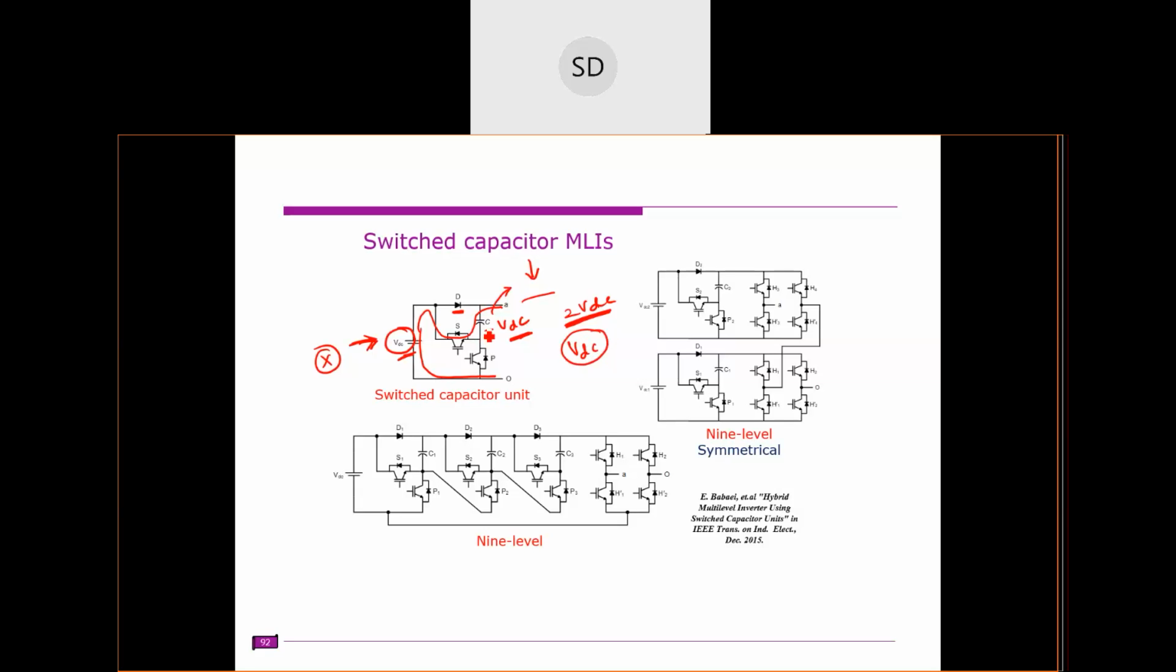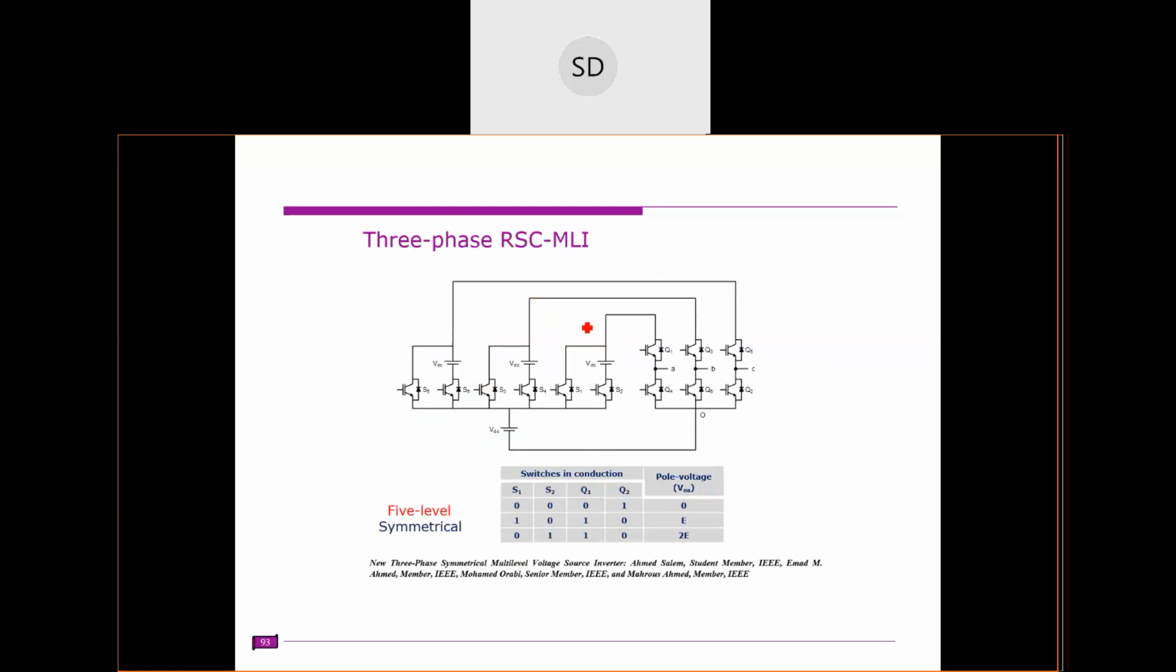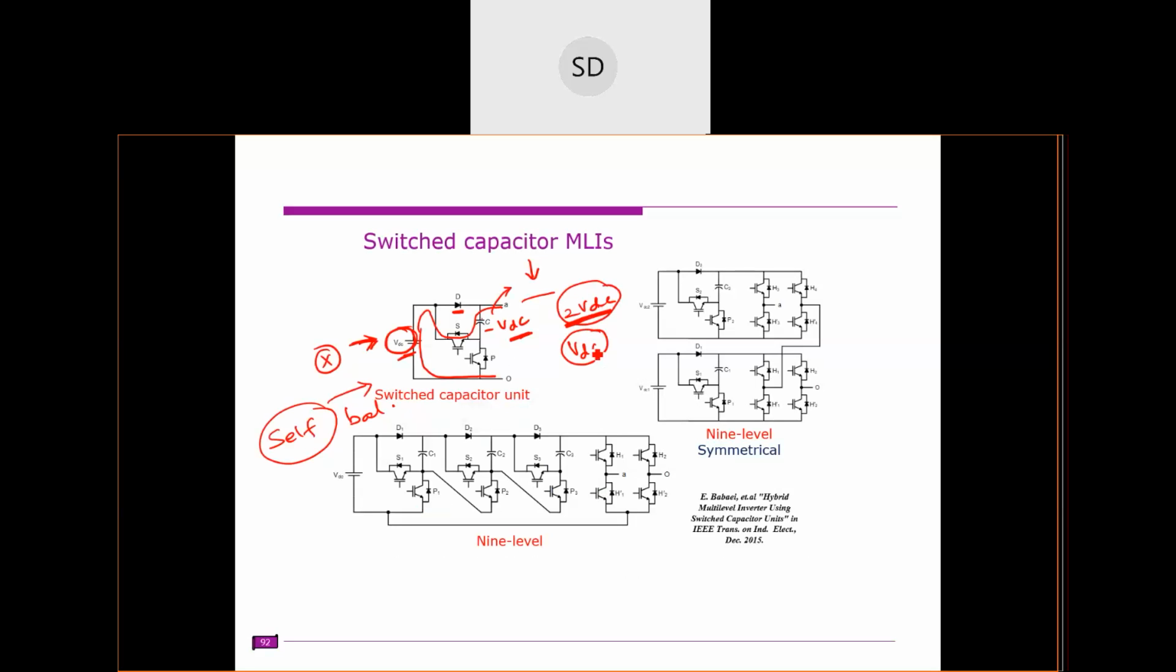But when we are operating again with VDC level, the capacitor will come into parallel with this DC source again, right? So whatever energy or voltage was lost while giving 2 VDC is now recovered. Again the capacitor is charged to VDC. That's why these capacitors are self-balanced. So this is giving two levels, 2 VDC level and 0 level.